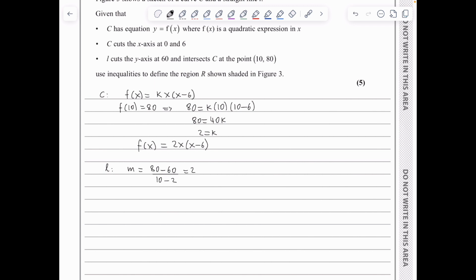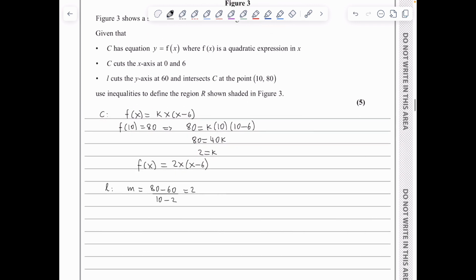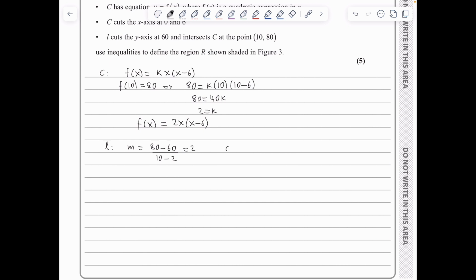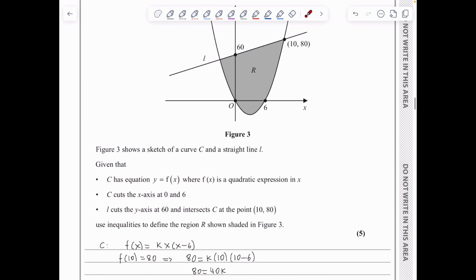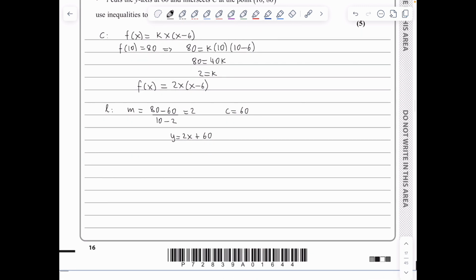So my straight line has a gradient of 2. We can see that we are cutting the y-axis at 60. This means that the y-intercept c is equal to 60, and therefore the equation of the straight line is y is 2x plus 60. And looking at the shaded region, we want to be below the straight line and above the parabola here. So we want y to be less than 2x plus 60.